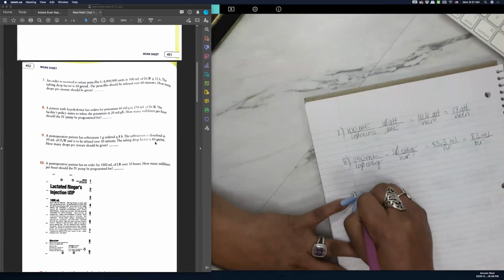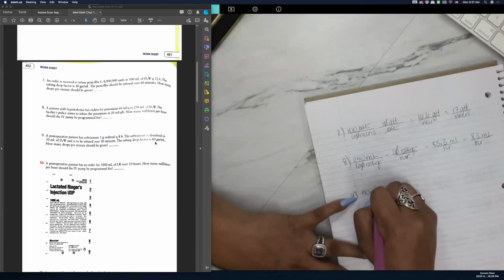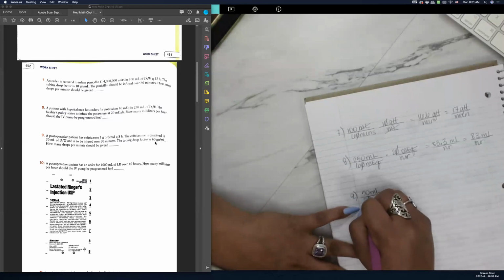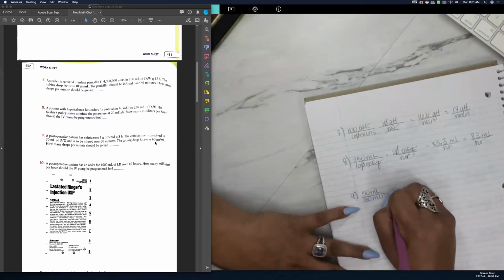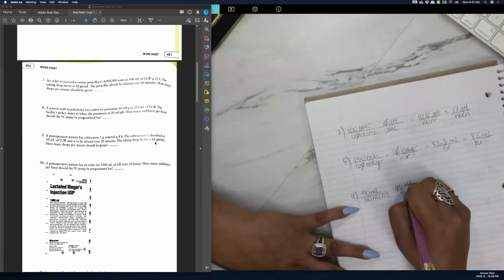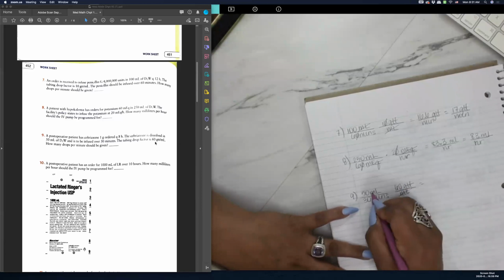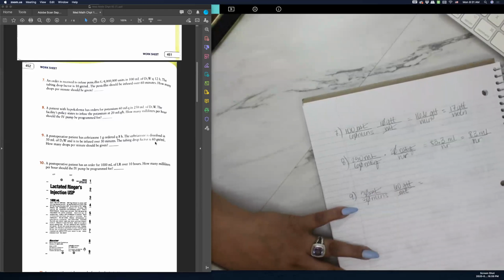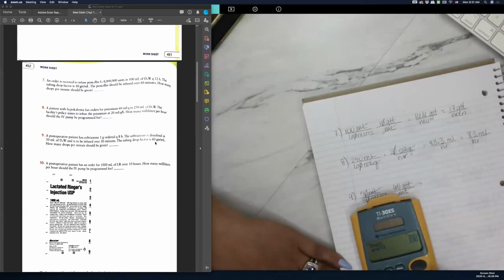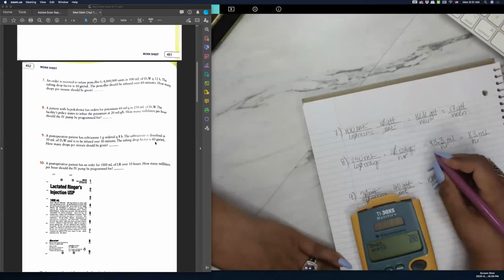So our volume is 50 milliliters. Our time frame is 30 minutes. Our tubing factor is 60 drops per milliliter. Our units of milliliters are going to cancel. A trailing zero is going to cancel. So I have 5 times 60 divided by 3. And that's going to give me 100 drops per minute.